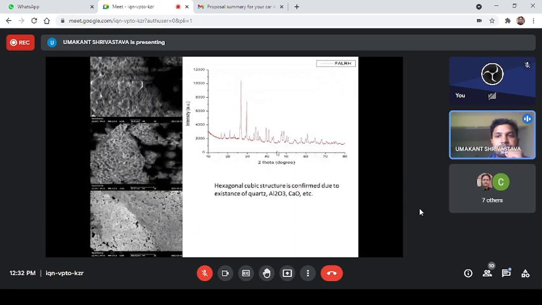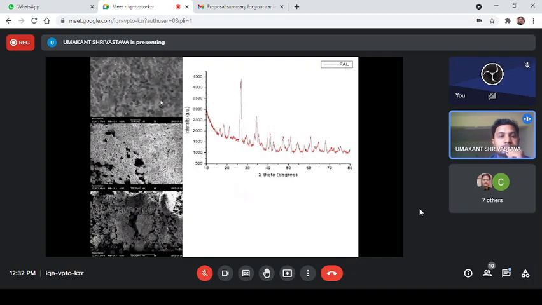Similarly, in the case of FALRH, we can see here that the fine particles of fly ash, lime, and rice husk are very well coagulated with each other, and we have confirmed the hexagonal cubic structure with the help of this XRD picture. The existence of quartz, Al2O3, and CaO is also confirmed with the hexagonal cubic structure.